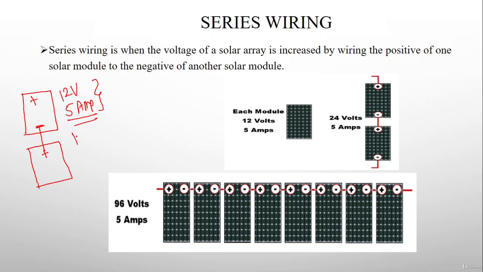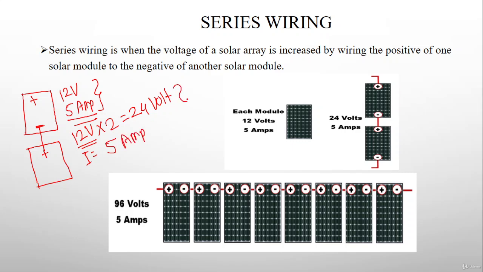So let's say the 12 volt is the individual voltage of a panel, multiplied by the two panels we are connecting in the series combination. So we are getting the voltage of 24 volt over here. But the current will remain the same. Whatever current the individual panel has, the same will propagate in the string. So the current will remain the same, though we connect 4 panels, 6 panels, 12 panels, 24 panels, the current will remain the same.